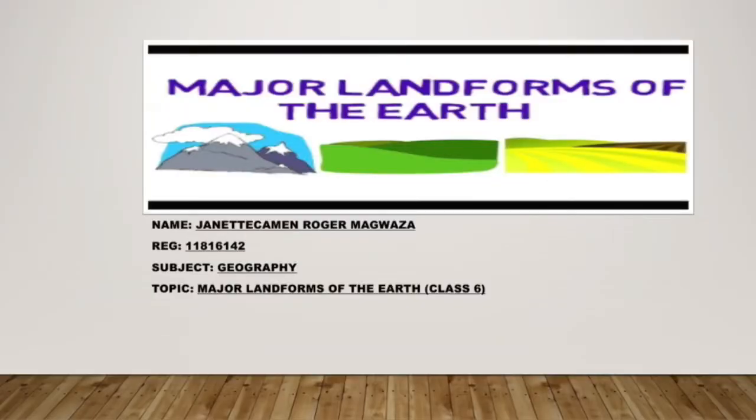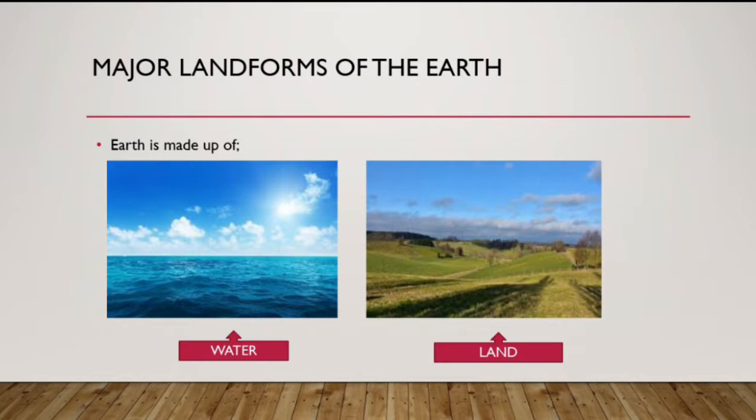Today students, we are going to discuss Geography Class 6, and the main topic is major landforms of the Earth. Before we move further, I'll be showing you two images so you can get the concept of what the landforms of the Earth are. The first image is water and the second one is land. So students, Earth is made up of water and land. Now let's see what the landforms are.